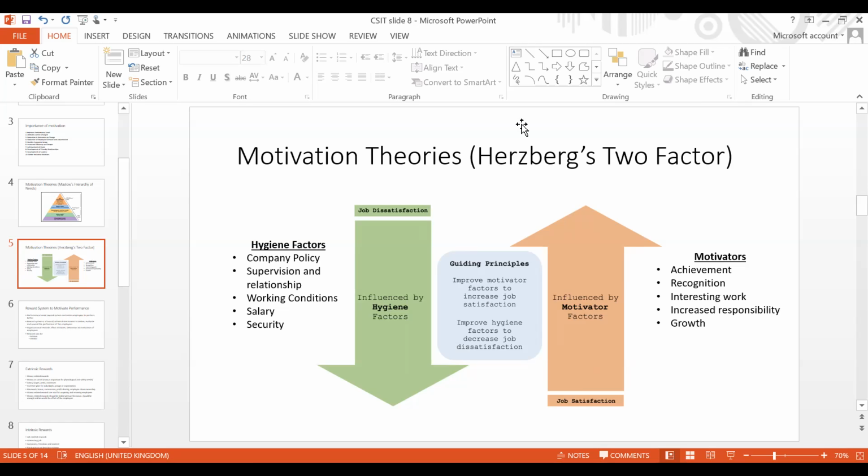Hygiene factors give job dissatisfaction if absent. Satisfaction is something that is very basic. People have to be first satisfied, right?